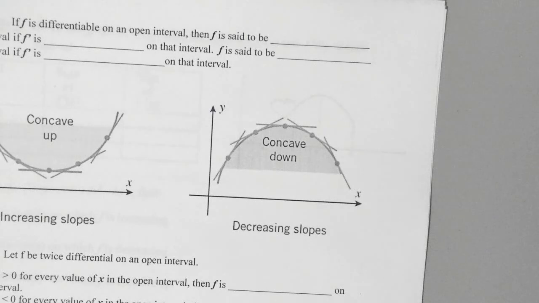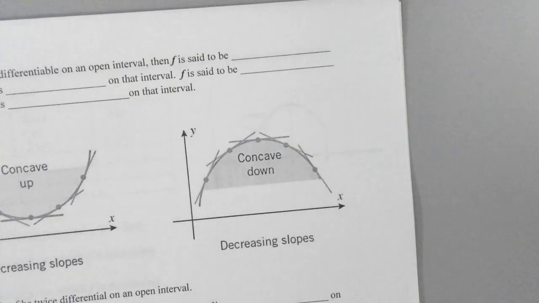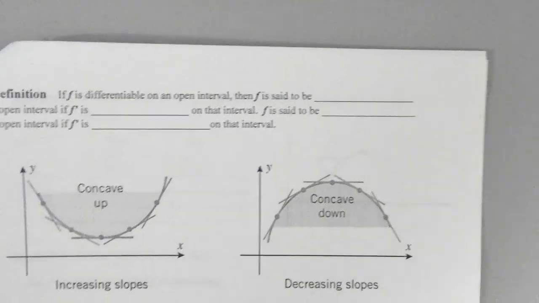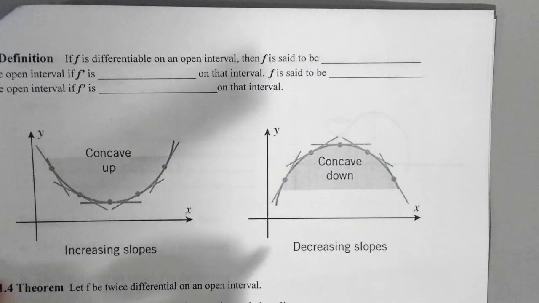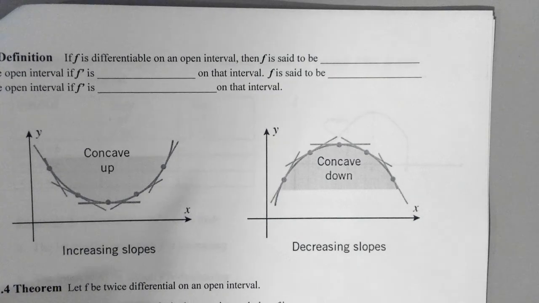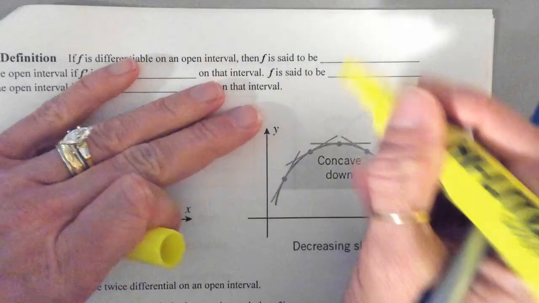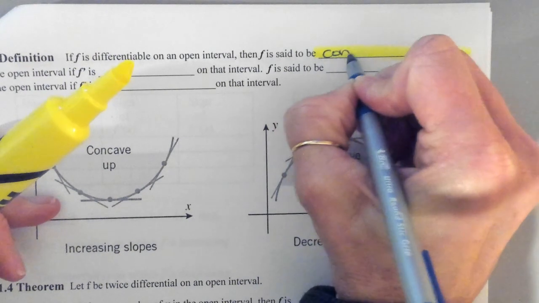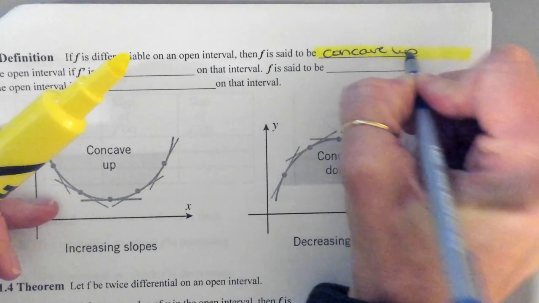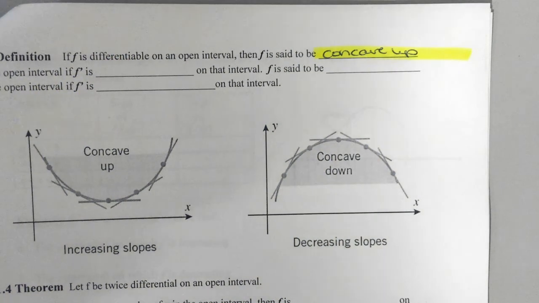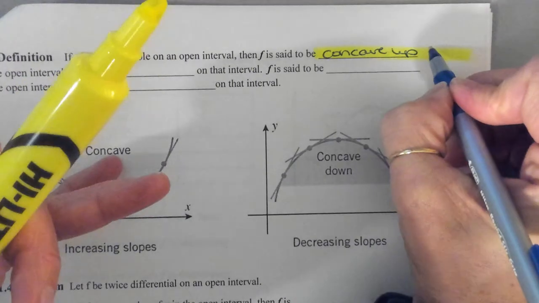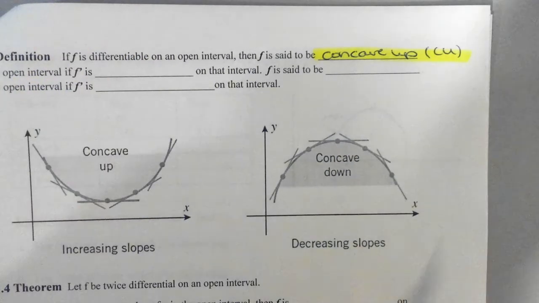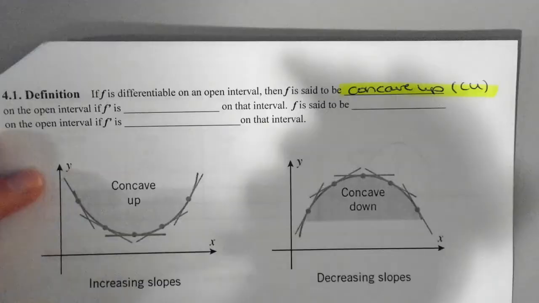So now we're going to talk about concavity, which still has to deal with our derivative, but this is going to be a little bit more specific. In our definition, if you are given that a function is differentiable on an open interval, then f is said to be concave up. And the good news is, if you're sitting for the AP or even for any of my FRQs, you can use this notation. It is recognized, on the open interval.